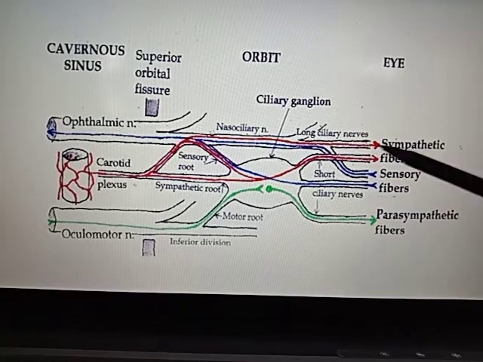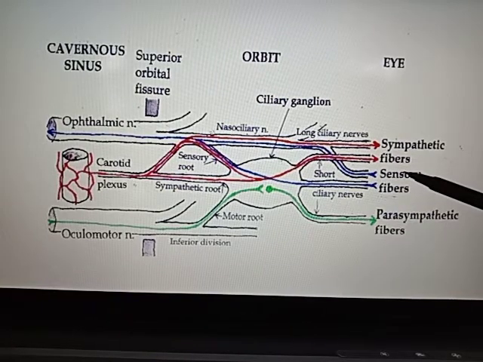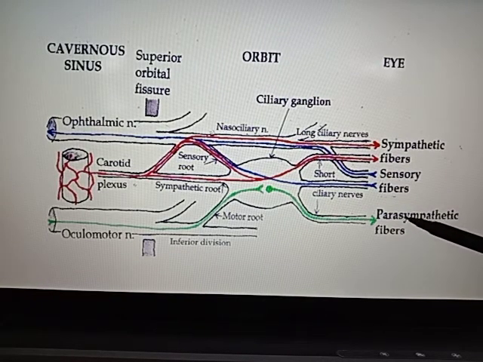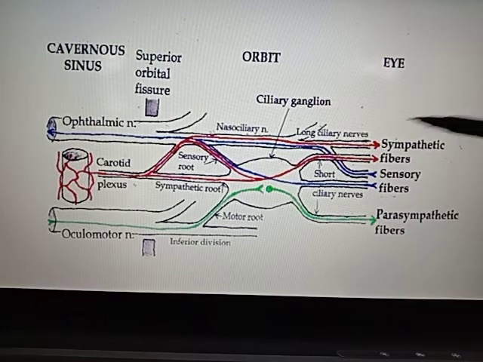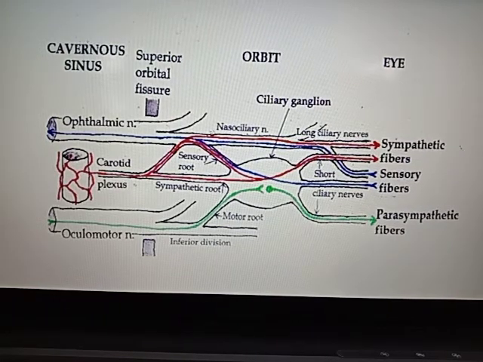So the short ciliary nerve contains sympathetic, sensory and parasympathetic fibers, and the long ciliary nerve contains the sympathetic and sensory fibers. The long ciliary nerve does not contain the parasympathetic fiber.